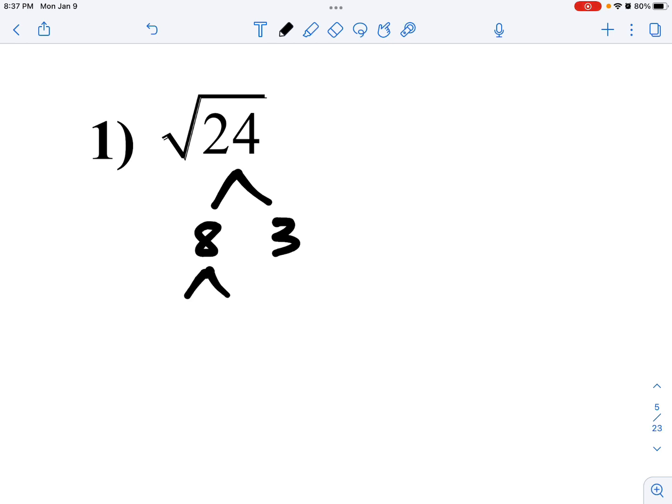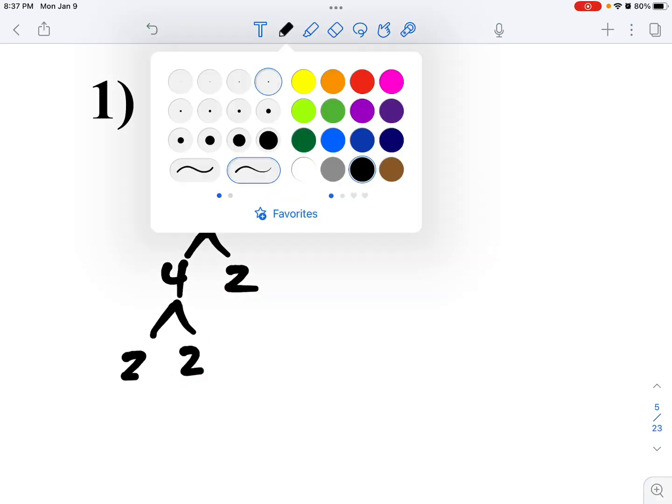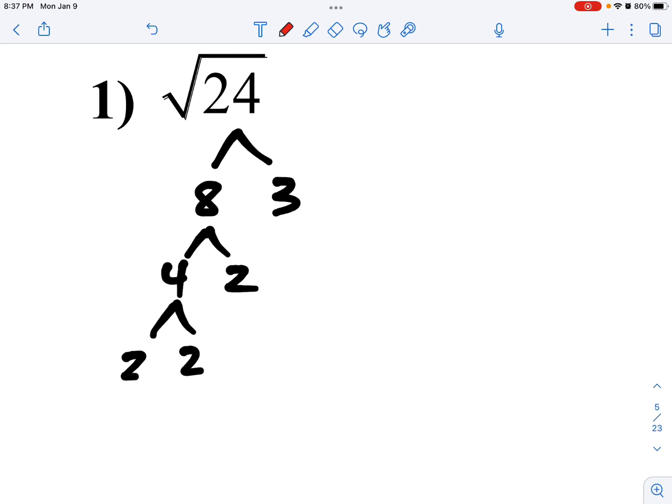8 breaks down into 4 and 2, and 4 breaks down into 2 and 2. So I can't break down 2 anymore because it's just 2 and 1. So this is done, and 3 is just 3 and 1. So now remember what the goal is: I'm looking for groups of 2. There's a group of 2. They get to come out in front as a 2.